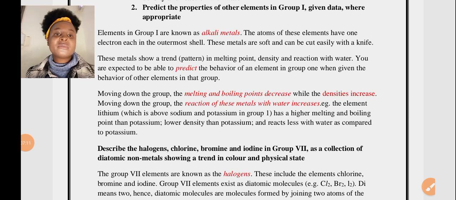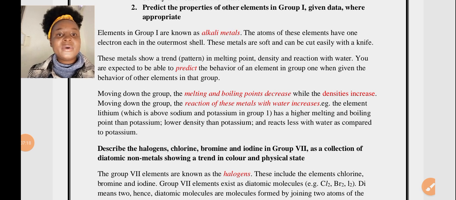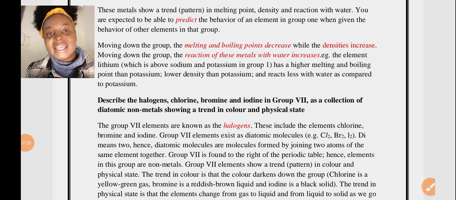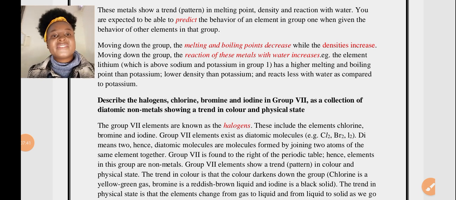Moving down the group, the reaction of these metals with water increases, right? For example, the element lithium, which is above sodium and potassium in group 1, has a higher melting point and boiling point than potassium. It has a lower density than potassium, and it also reacts less with water as compared to potassium. So their reactivity with water increases as you go down the group, their density increases as you go down the group, but melting and boiling point decreases as you go down the group.